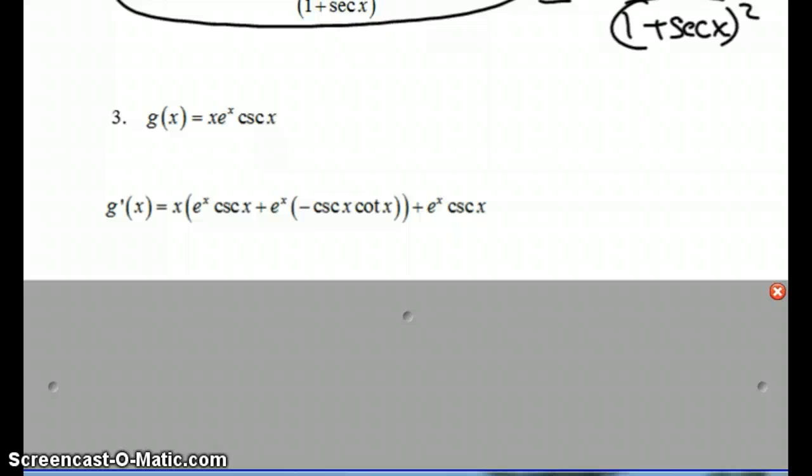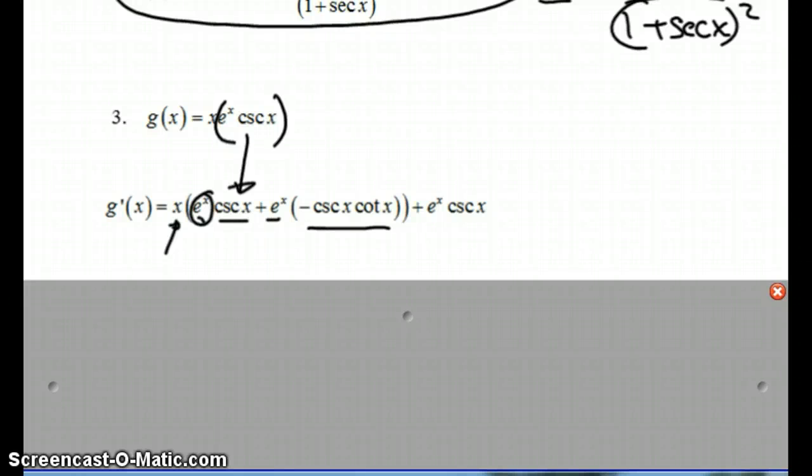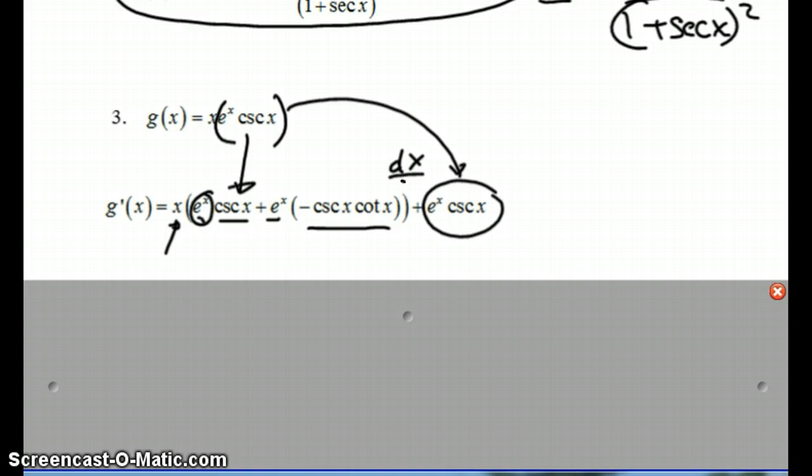So here I've taken the derivative. I have first times the derivative of the last, which is first. So I've got derivative of e to the x times the last, e to the x times the derivative of the last, plus this last part times the derivative of x with respect to x, which is just 1. And that's why you don't see it.